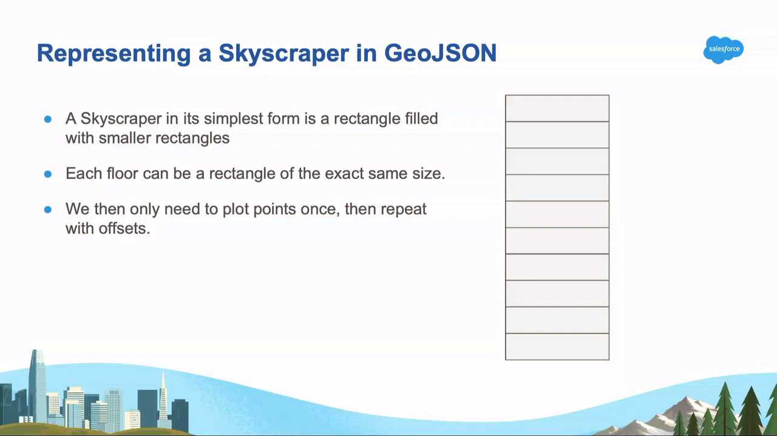So knowing that the custom map can be any shape that you can represent with polygons, we can do something like represent a skyscraper in Einstein Analytics. Now, if you think about a skyscraper in its simplest form, it's just one big rectangle, and each floor is a smaller rectangle within it. So we can plot out some coordinates for those floors and make a representation that looks like a skyscraper.